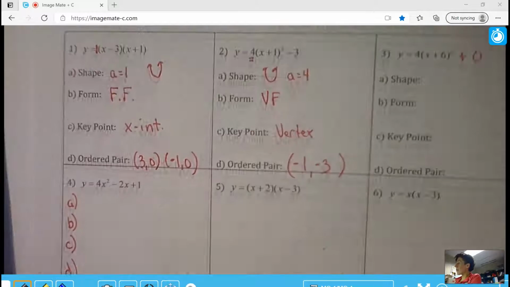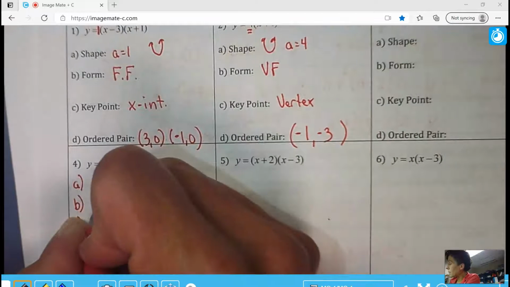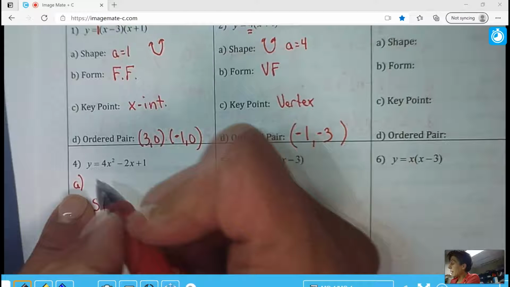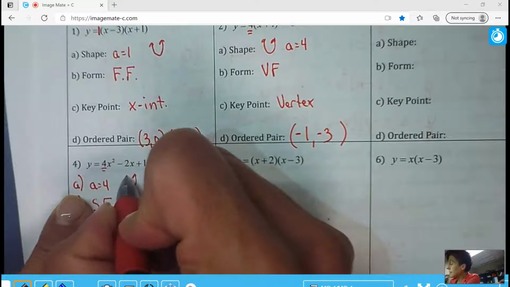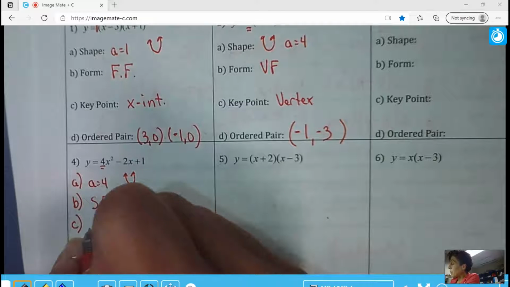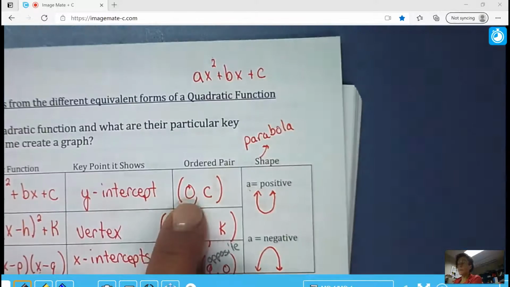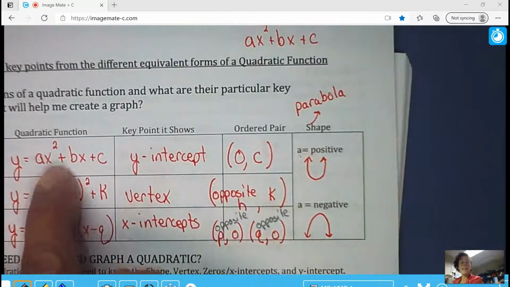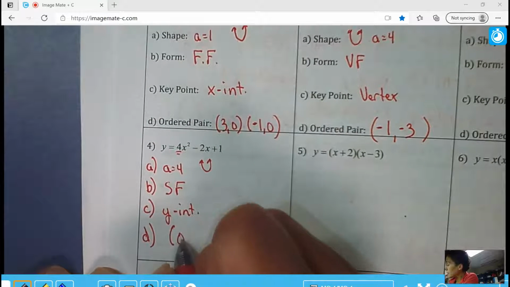Let's do one that's in standard form. So 4 is in standard form, so that's what I would put in spot B: standard form. A is the shape, and again, there's a 4, so since a is positive, it should look like this. Standard form always tells me the y-intercept, and if you don't remember, you go back, and the y-intercept is always when x is 0, and it's the constant at the end. So I'm just looking for that number. The number at the end, the one with no x attached to it, is 1.